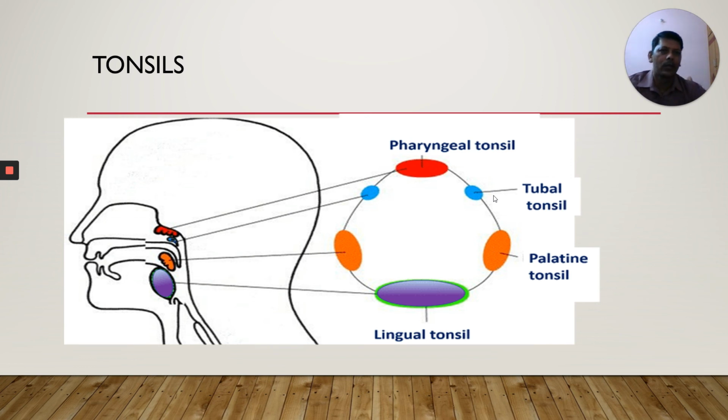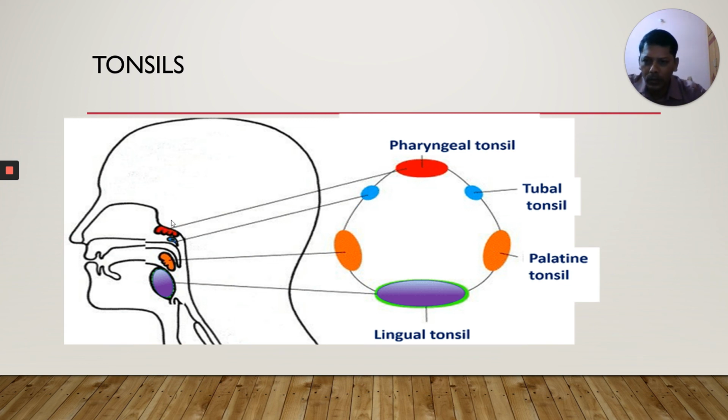What is this tubal tonsil? Our ear has an external ear, a middle ear, and an inner or internal ear. The middle ear is connected to the pharynx through a tube called the eustachian tube. You learned about it in first year. The opening of this eustachian tube opens into the nasopharynx. At that opening there are tonsils, because some germs may enter from your pharynx into your ear. To prevent that, there are tonsils here. They are called tubal tonsils.